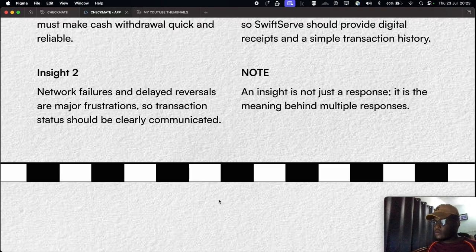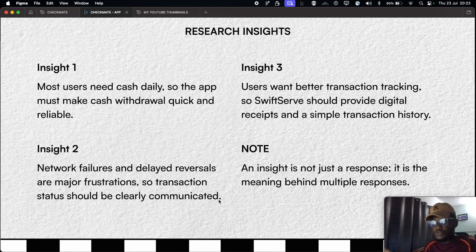So now from what we have, the charts we have gone through, we can say one of the insights is that most users need cash daily. Remember that they need cash daily from that chart we saw. So it means that our own app must make sure that cash withdrawals are quick and reliable. We have been able to get this from the Google Form and the responses: most users need cash daily. And it means that in the app I am creating as a designer, I must make sure that cash withdrawals are quick and they're also reliable. Do you get? I must factor that in.